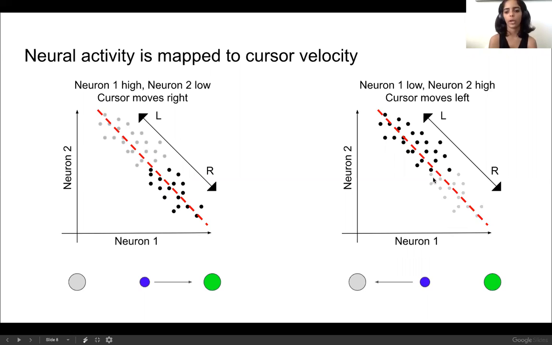So I am basically drawing a threshold over here, and I'm saying if the point is on this side of the threshold, the cursor will move left, and if the point is on this side of the threshold, the cursor will move right. Okay, so in this task, let's assume that the animal is supposed to move the cursor right. So what it would do is try and get the activity in this part of the space, and then the cursor would move to the right and the target would be acquired.